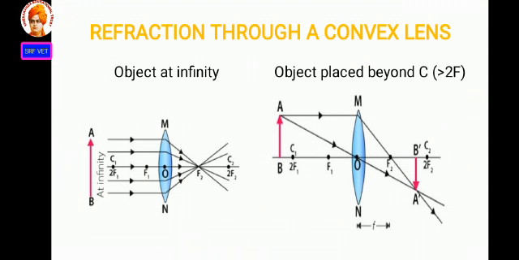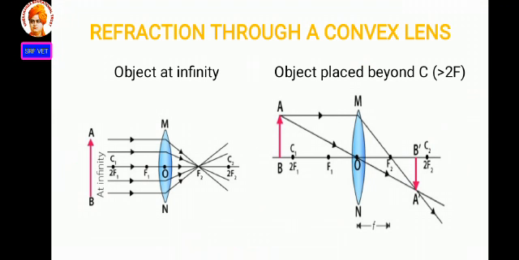Refraction through a convex lens. Let us discuss the image formation by convex lens when the object is placed at various positions. First one, object at infinity. When an object is placed at infinity, a real image is formed at the principal focus. The size of the image is smaller than the object. Here AB is the object.